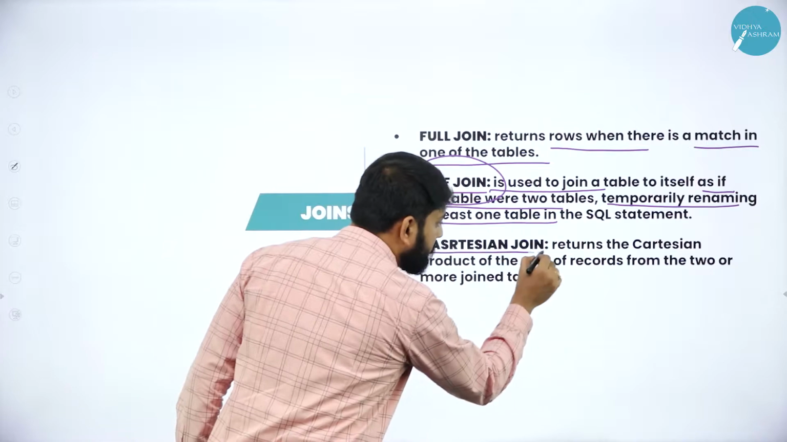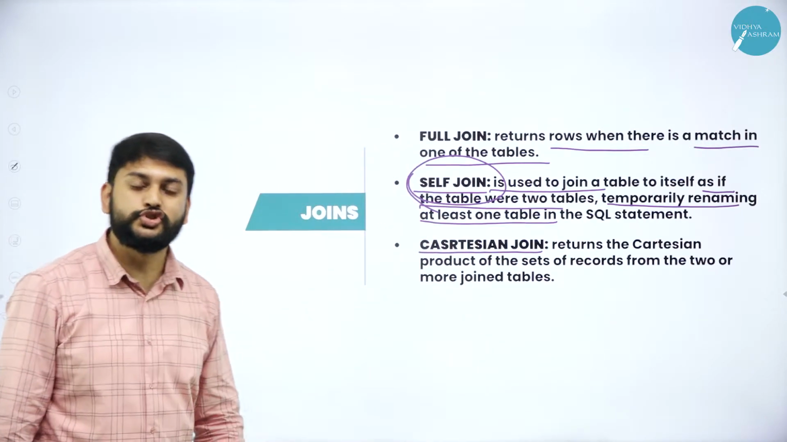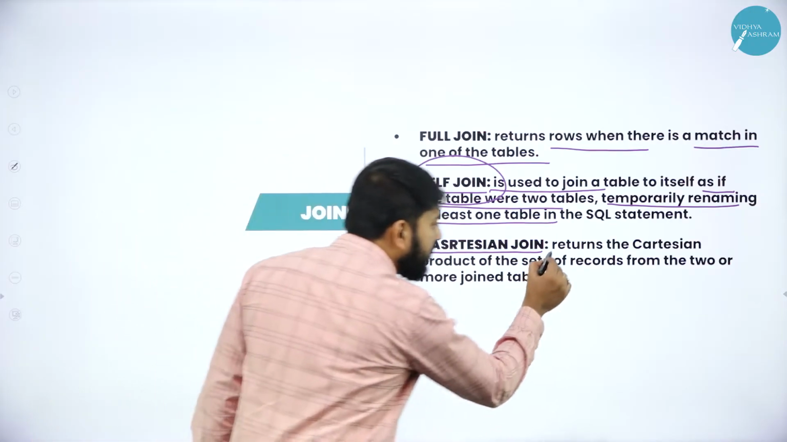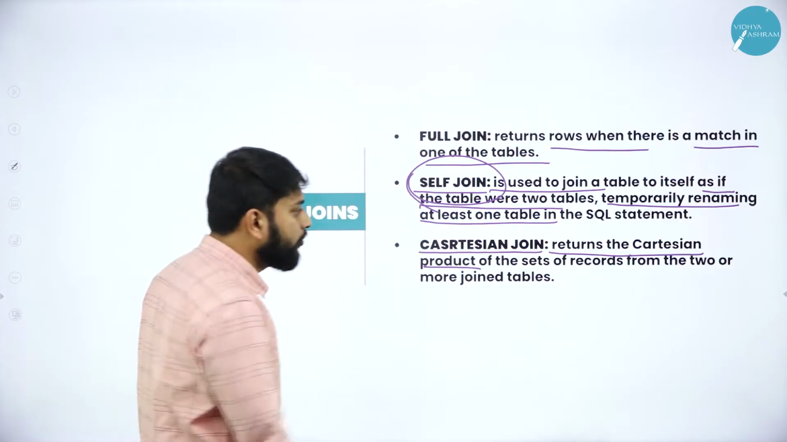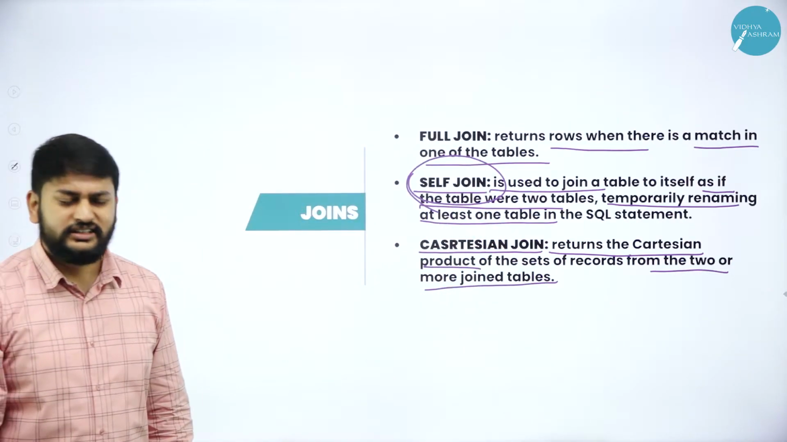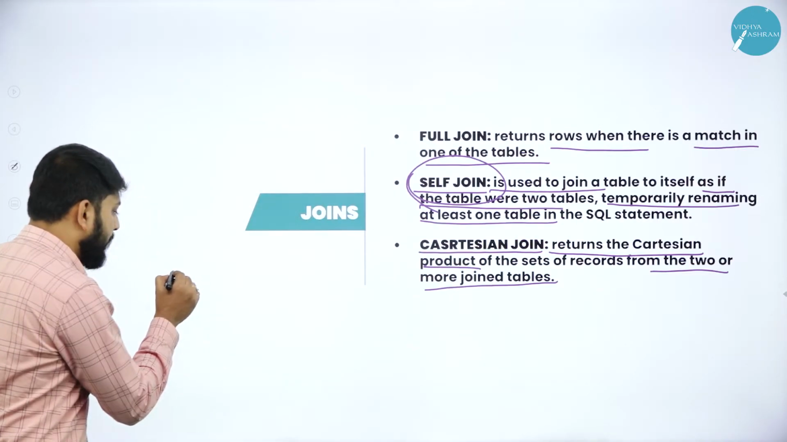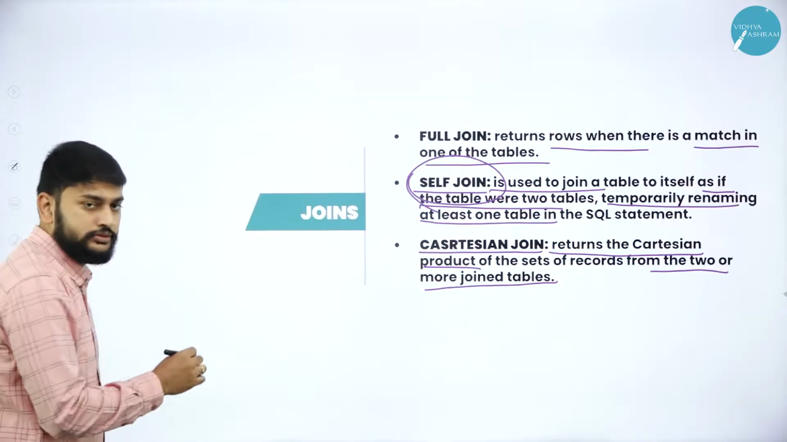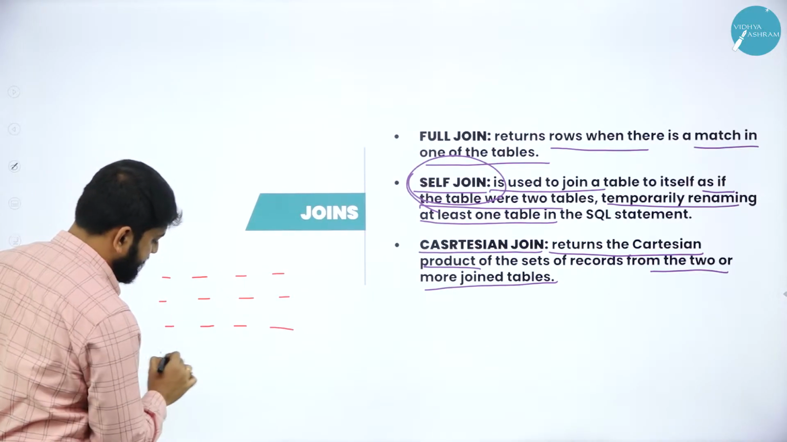Cartesian join. Yes sir, what exactly is the Cartesian join all about? Please understand, it returns the Cartesian product of the set of records from two or more joined tables. Yes sir, what exactly is happening? Please understand, imagine I have students in the class.